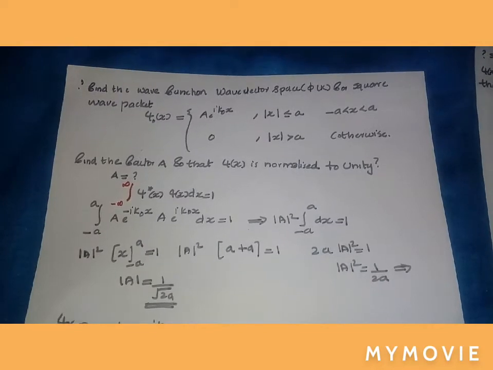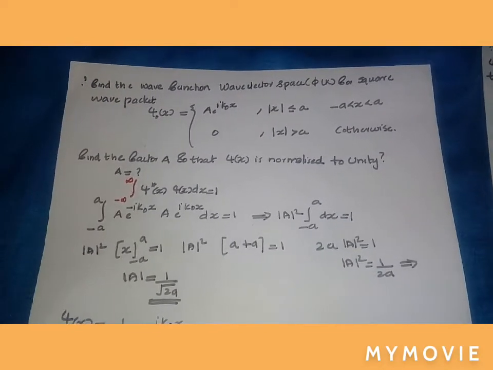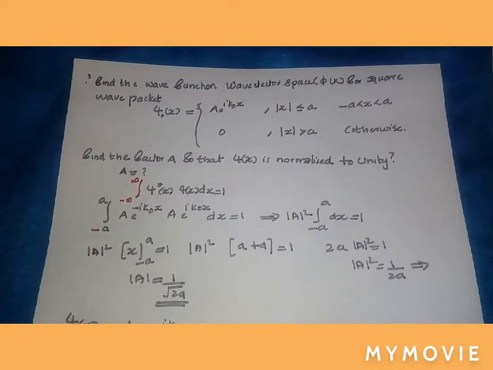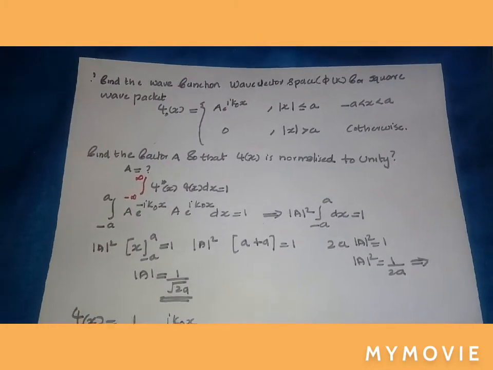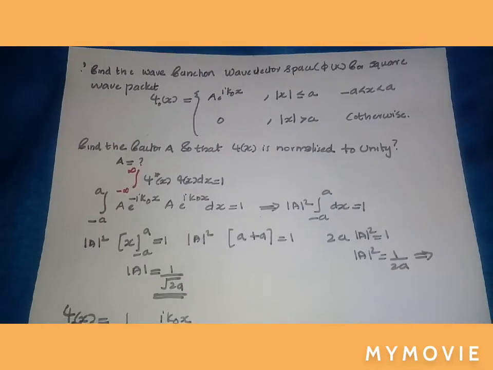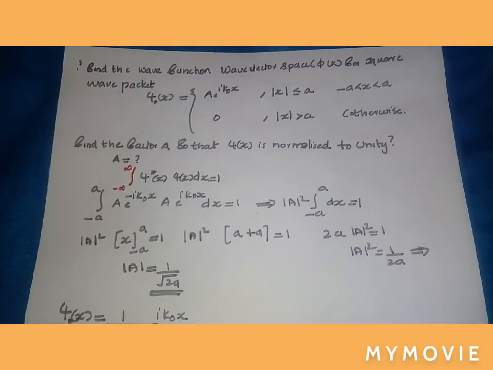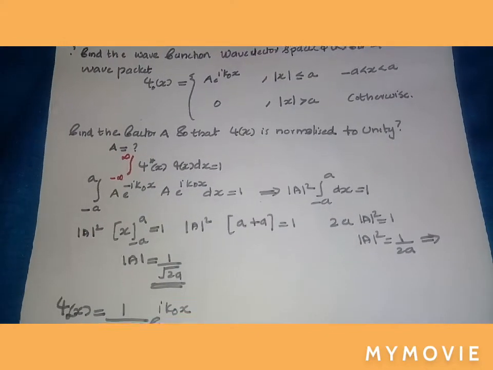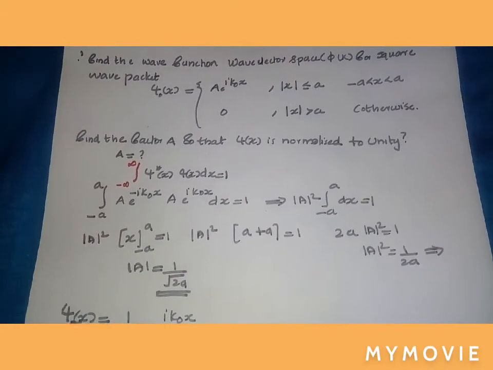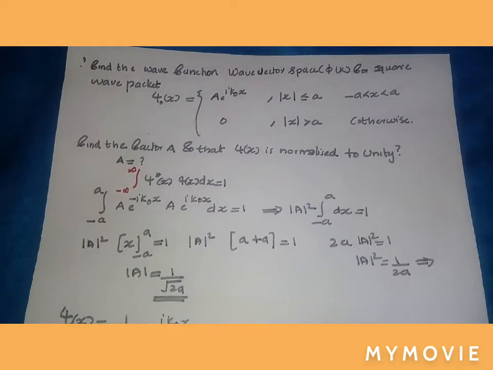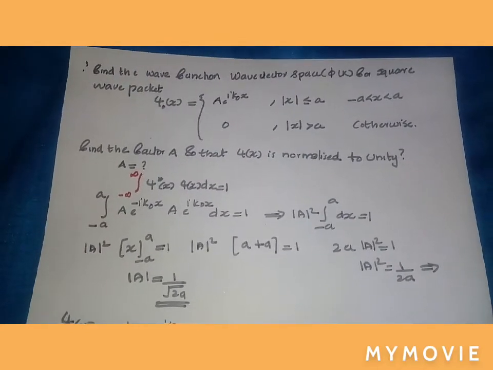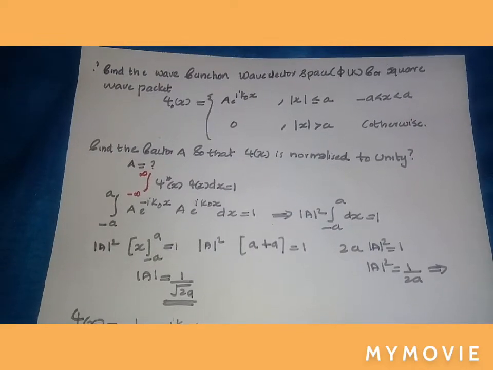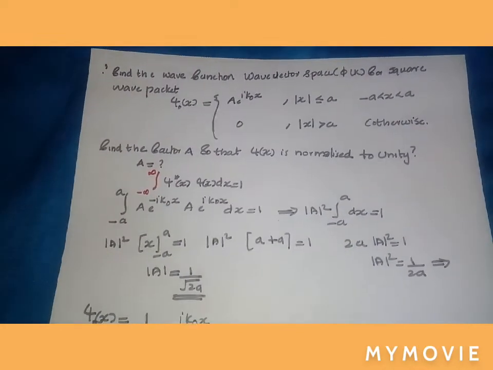Find the wave function in wave vector space phi of k for a square wave packet. Psi 0 of x is equal to a e raised to i k naught x for mod x less than or equal to a, that is minus a less than x less than a, and 0 for mod x greater than a, that is otherwise. So find the factor a so that psi of x is normalized to unity. So first we have to find the normalization constant and then we have to find the wave function in wave vector space phi of k.